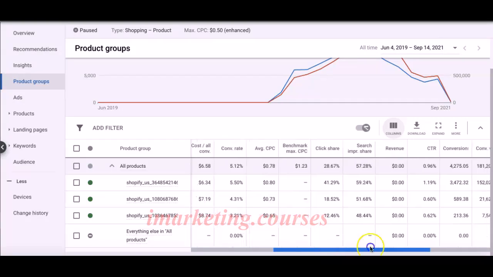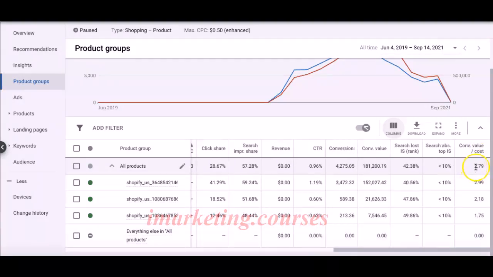Now, you always also want to look at your ROAS, okay? Now, if your ROAS is 1.5x, this is telling me also that this is all profitable.